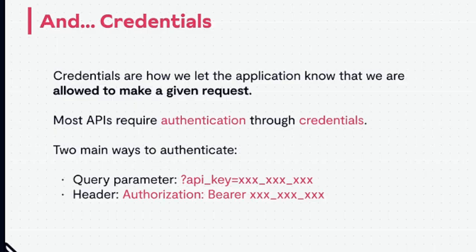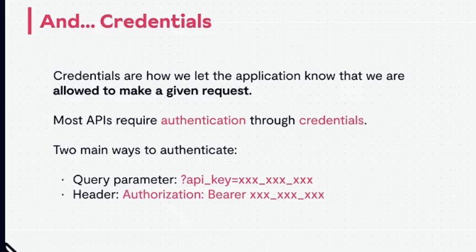Finally, we have credentials. The credential wasn't listed as a main part of the HTTP request because it isn't a part on its own. There are many different ways to use credentials. A credential is how we let the application know that we are allowed to make a given request. As you can imagine, if anyone could read your Google Sheets or update your Google Sheets or send messages on Slack, that would be very dangerous. So we include credentials in our HTTP requests to indicate to the server, I am authorized to make this request.